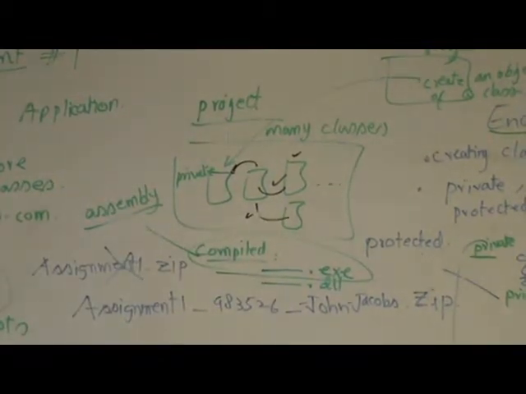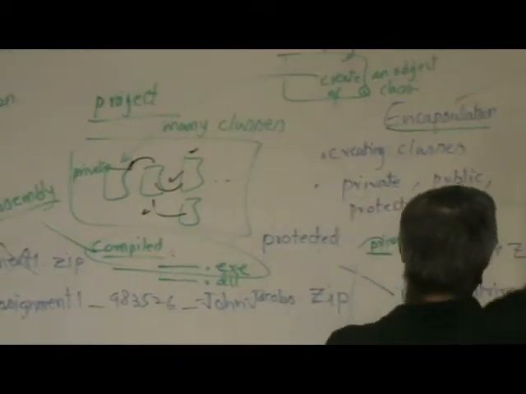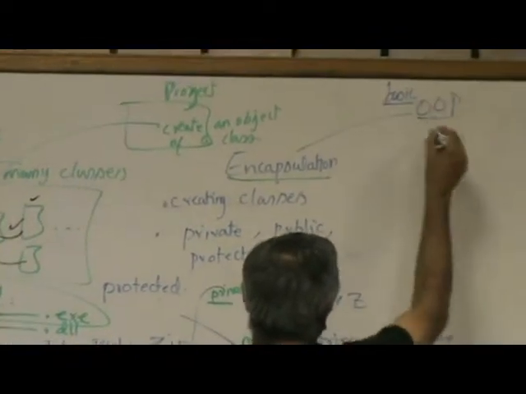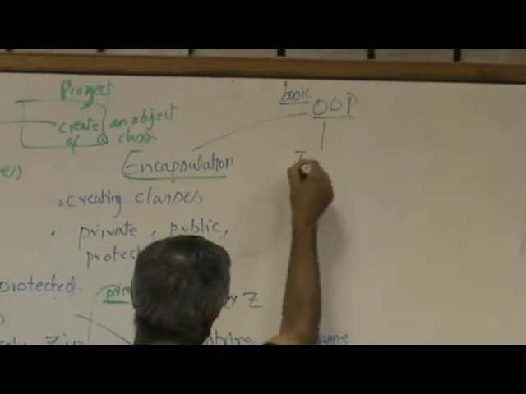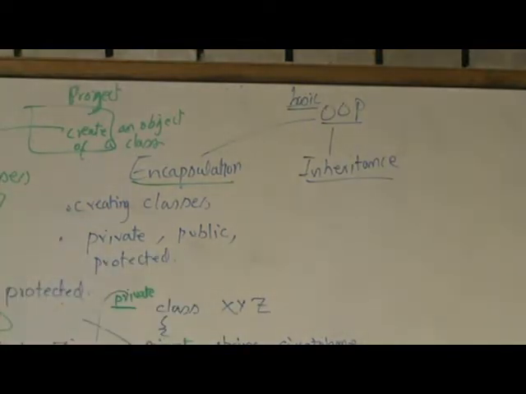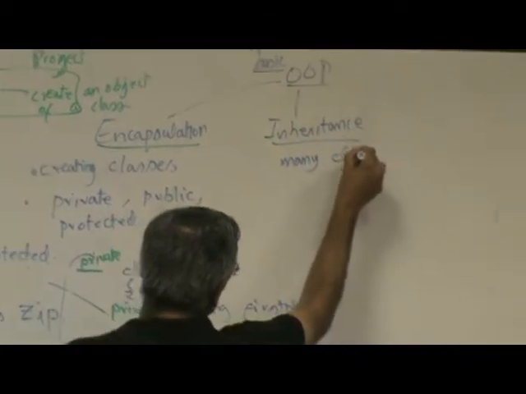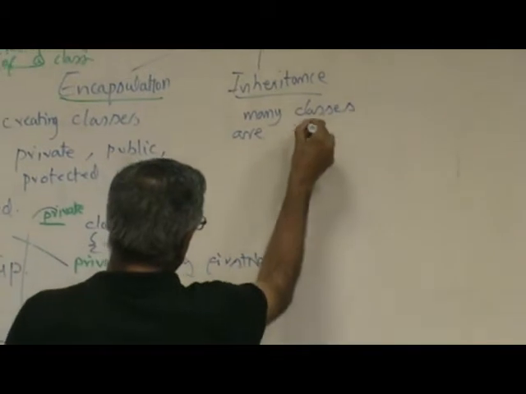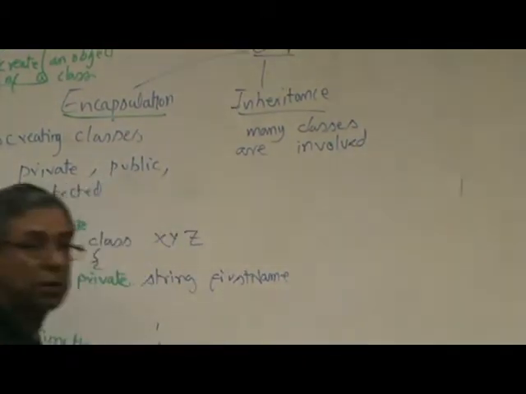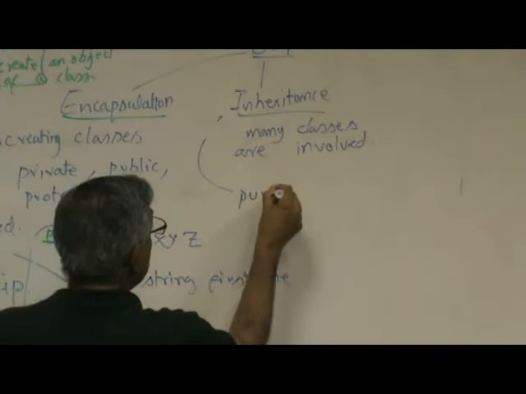So now let's go to the second concept in object-oriented programming, basic object-oriented programming. That's what we are reviewing right now. Next concept was inheritance, right? So as you guys saw from the last example, inheritance only makes sense when many classes are involved. If you created a project with a single class, then obviously there's no inheritance. The purpose of inheritance, as you saw, was to write less code, right?